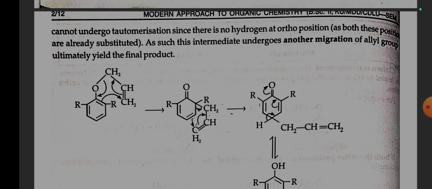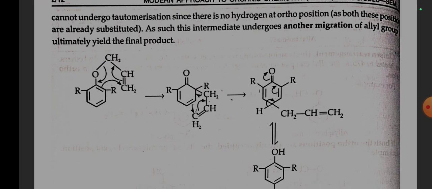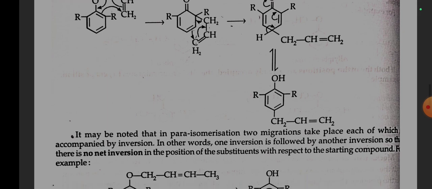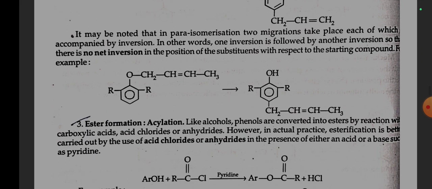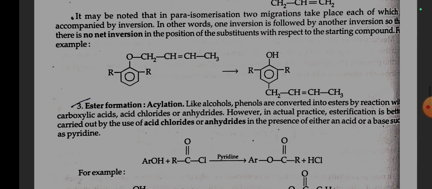As such, the intermediate undergoes another migration of allyl groups, ultimately yielding the final product. It may be noted that in para-isomerization, two migrations take place, each of which is accompanied by inversion. In other words, one inversion is followed by another inversion. So there is no net inversion in the position of the substituents with respect to the starting compound.